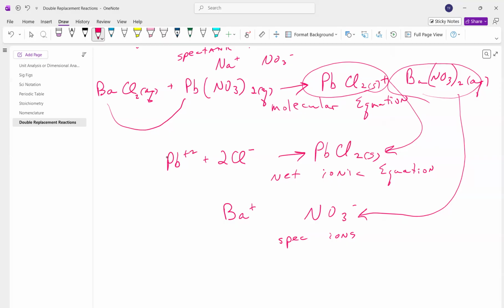So does that try to make sense? Oh, the net ionic equation. What was that again? If something happens, how did you make it? Like in this case, we made lead chloride. Okay, that means we have the lead ion and chloride ion coming together to make the lead chloride solid.